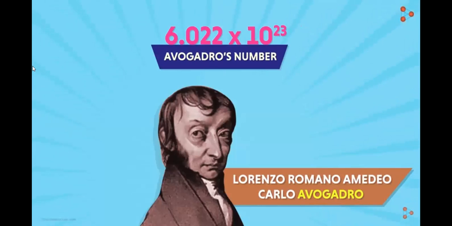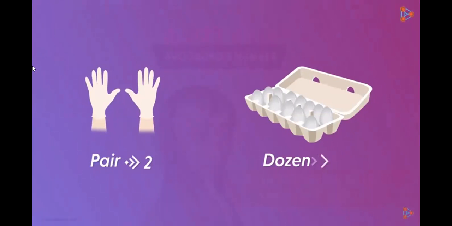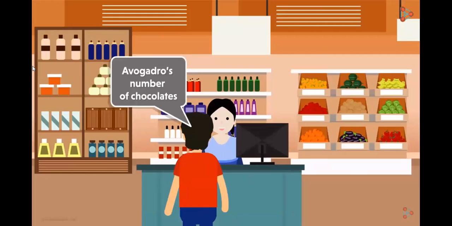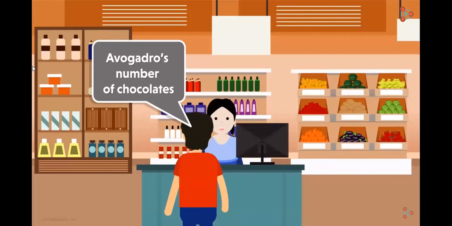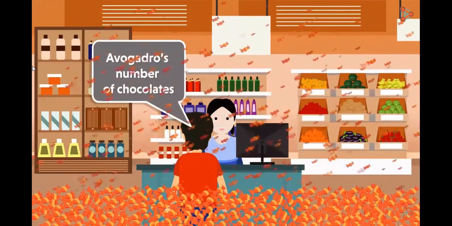It is just a number used to represent quantities. It's similar to how we use the word pair for 2 or the word dozen to represent 12. Similarly, Avogadro's number is the term used to represent 6.022 times 10 raised to 23 number of any entity. So can we go to a shop and say, I want Avogadro's number of chocolates? Of course we can. The only problem is that the shop won't really have that many chocolates and neither will we be able to carry them back home.